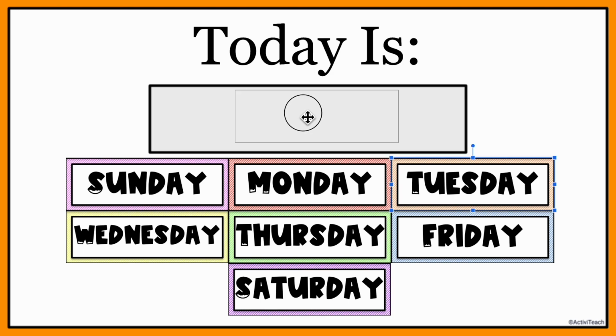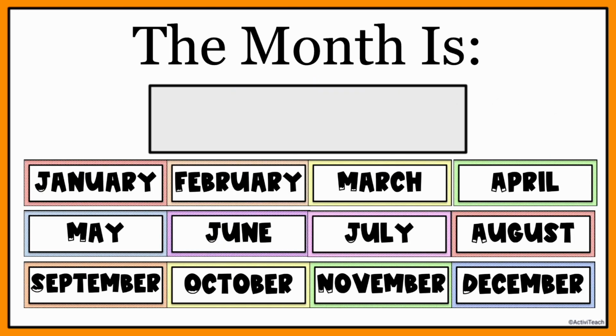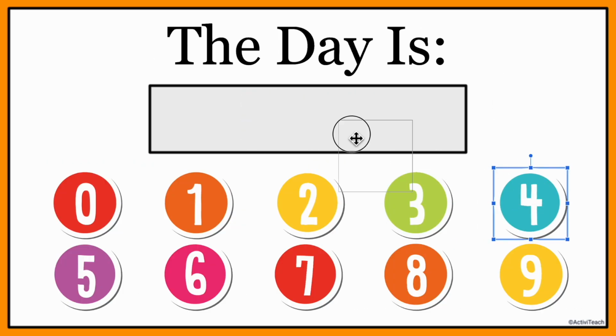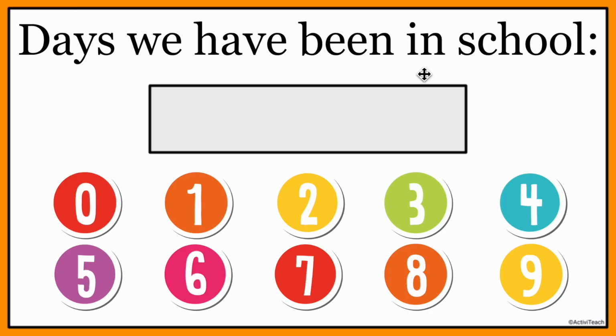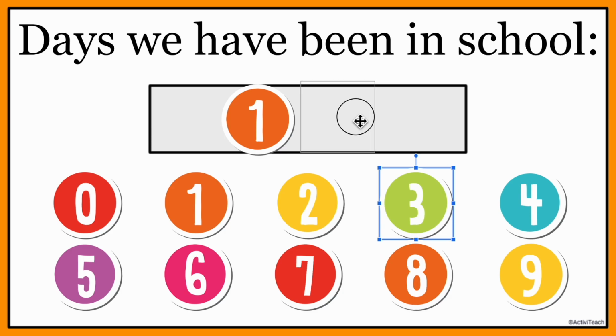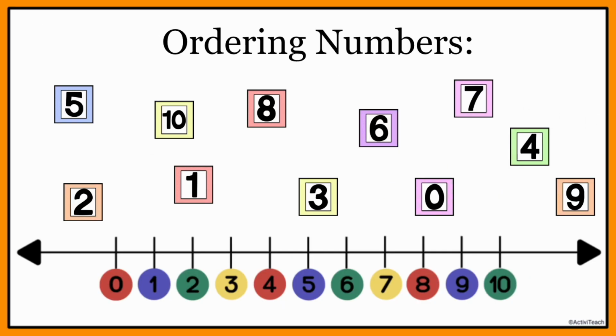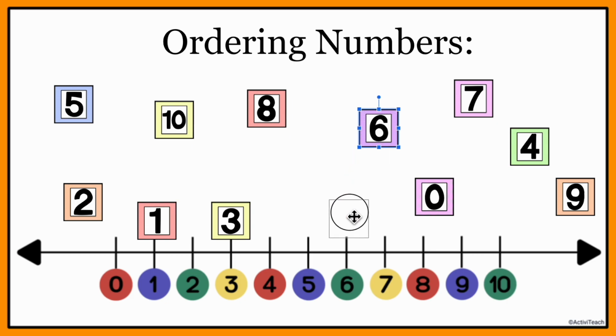Then we have more calendar skills. We have today is Tuesday, the month is August, and then the date, the year is next. I also love to keep track of the days that we have been in school, so students can drag and drop the correct number. This is probably my students' favorite slide. They will drag and drop the numbers to match numbers 0 through 10.